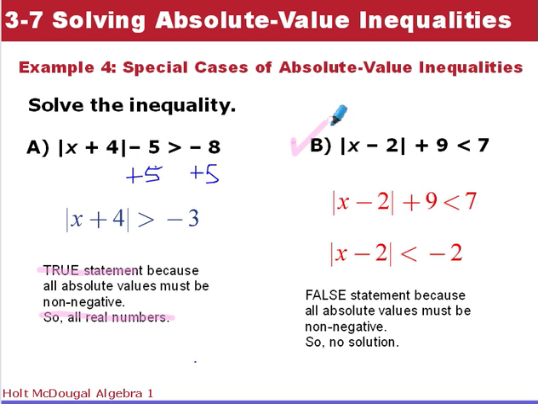Our next example: we have the absolute value of x minus 2, plus 9, is less than 7. So we subtract 9 from both sides, leaving us with the absolute value of x minus 2 is less than negative 2. And this is a false statement. Just like in the last one, absolute values must be non-negative numbers, so there is no solution.